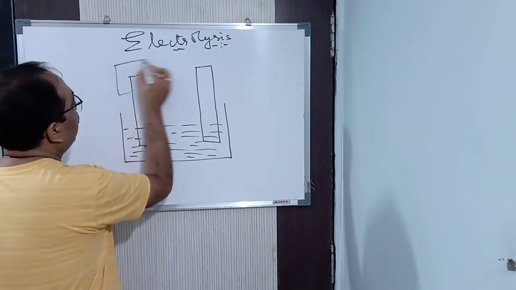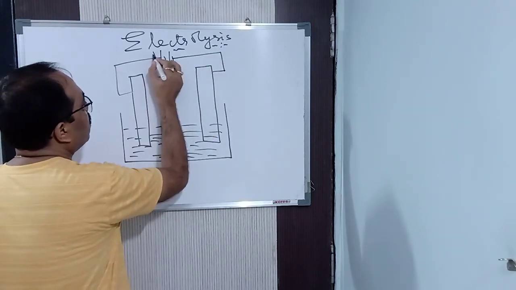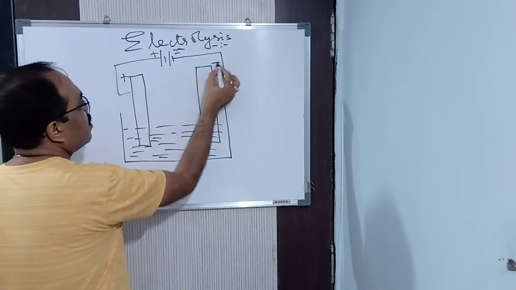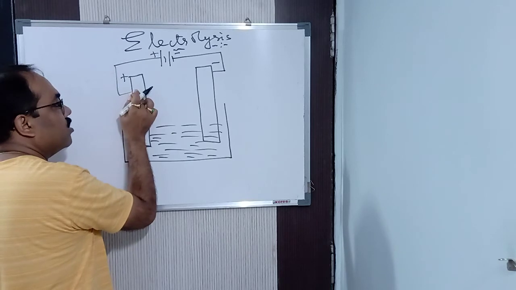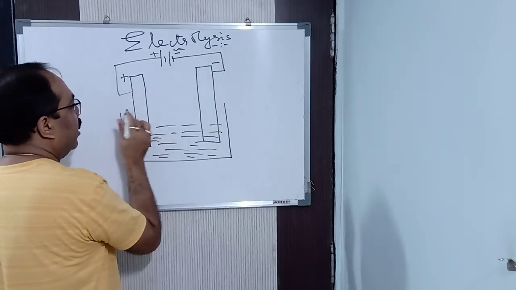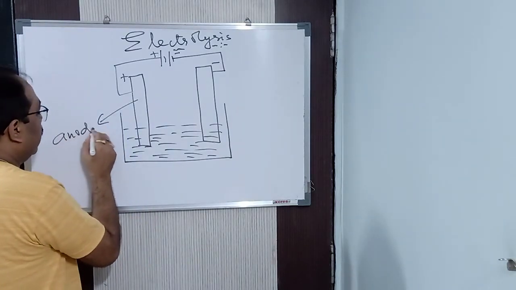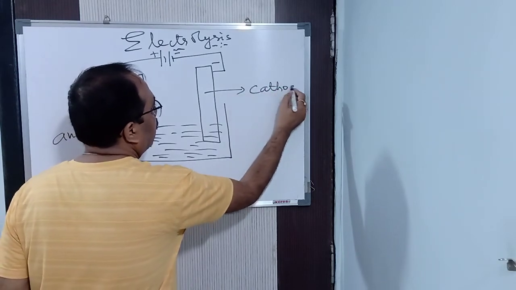Okay, now this is being connected to a battery. This is the sign of the battery, you know it. This is the positive terminal and this is the negative terminal of the battery. Listen here, this is connected to the positive terminal of the battery, so this is your positive electrode, and this is connected to the negative terminal of the battery, so this is your negative electrode. The positive electrode is otherwise known as the anode, and the negative electrode is otherwise known as the cathode.